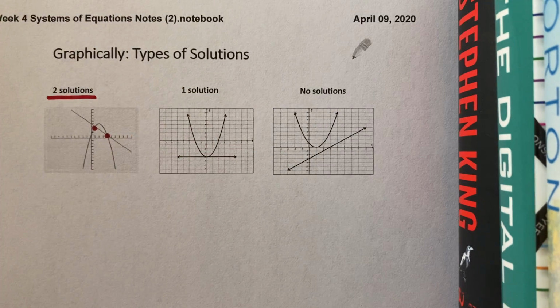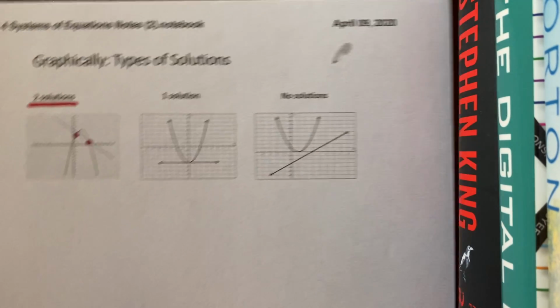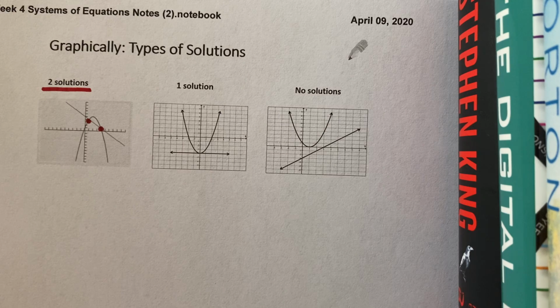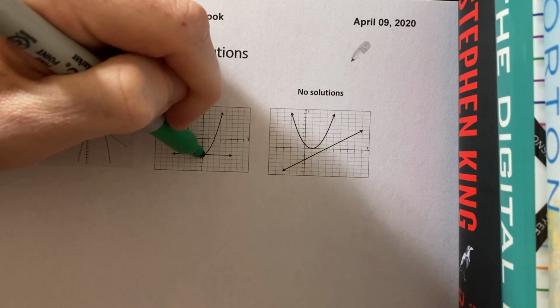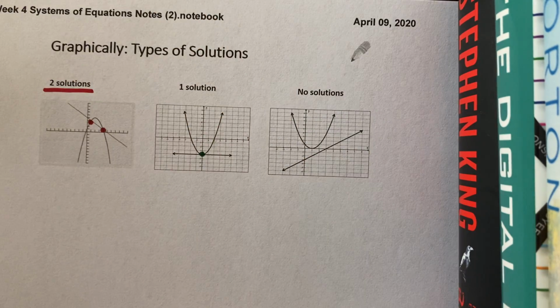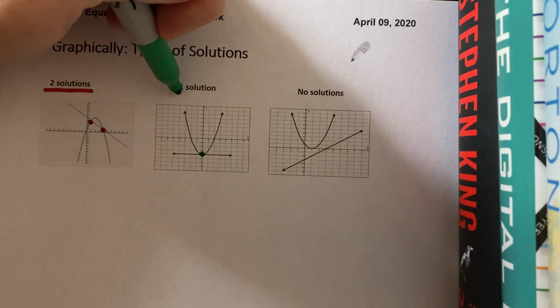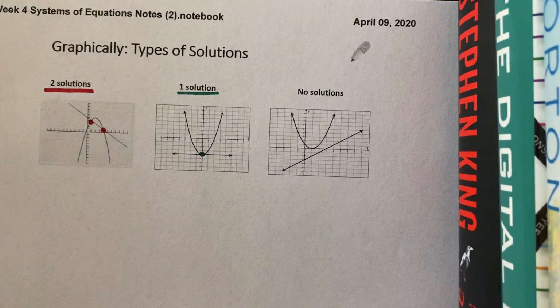Remember, our solutions are where those two equations intersect. Another case that we could have is if our parabola comes down and just kisses our linear function in one spot and then bounces right back up. In that case, it would just be one solution. It only intersects in one spot.